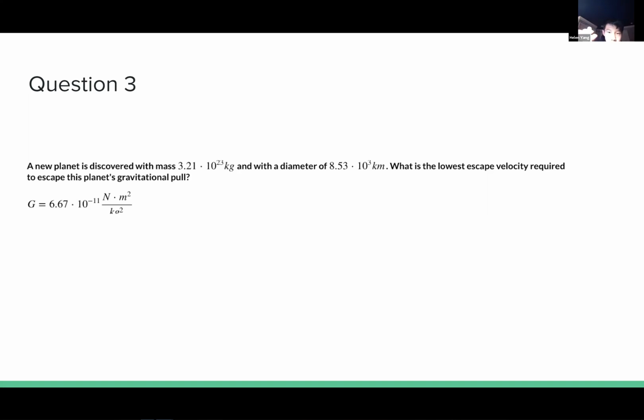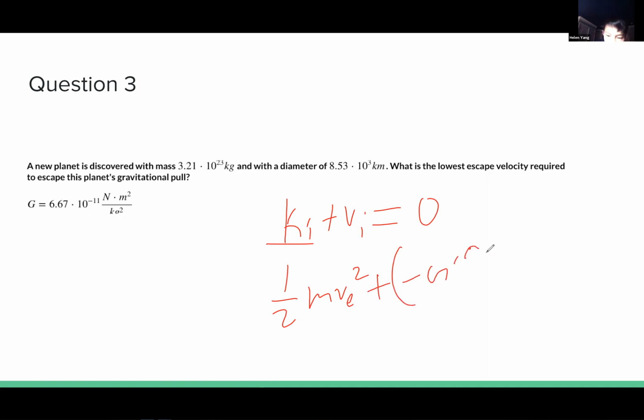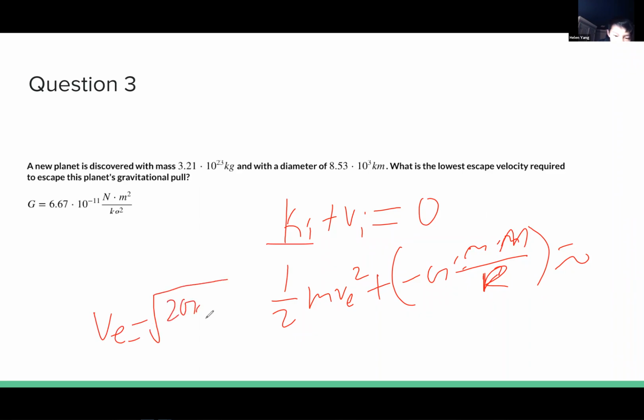Okay, so again, escape velocity comes from energy conservation, so K initial plus gravitational initial equals 0. The K is 1/2 m v escape squared plus negative g times m over r, and that equals 0. So you get v is equal to root 2 g m over r.